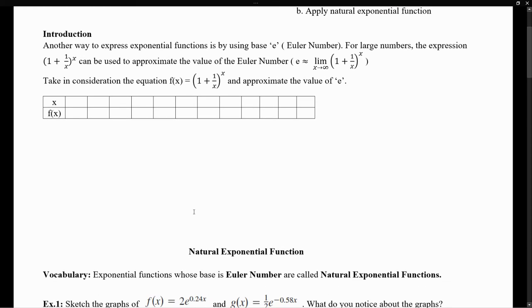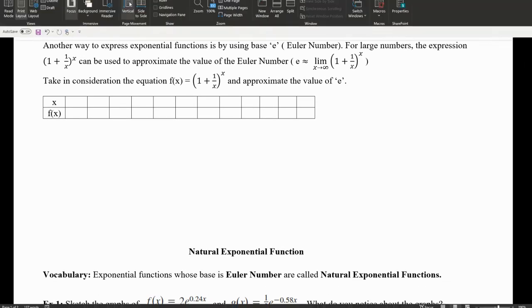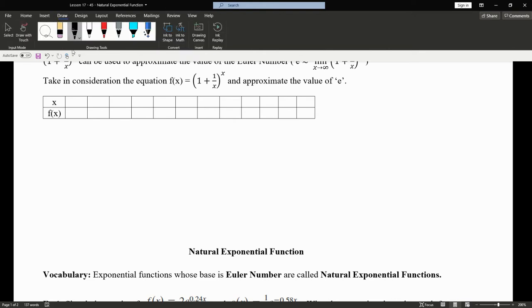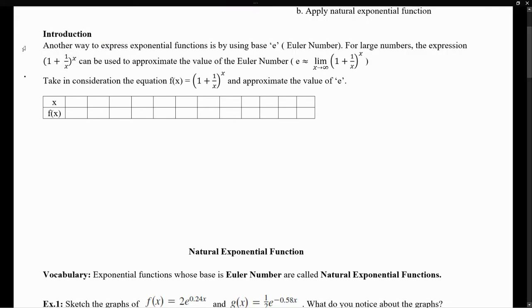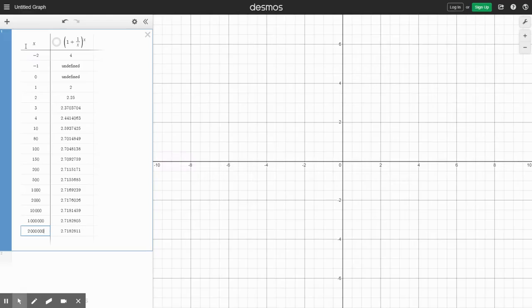So that is a value that we have to memorize. The Euler number, which we're going to denote with the letter e, is approximately 2.71. And again, that doesn't mean that the Euler number is exactly 2.71, because there's still a bunch of decimals after this.